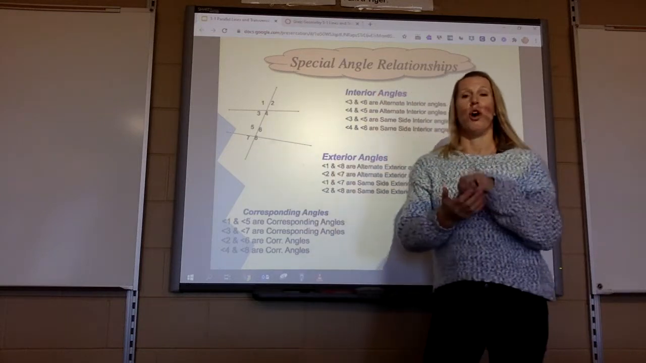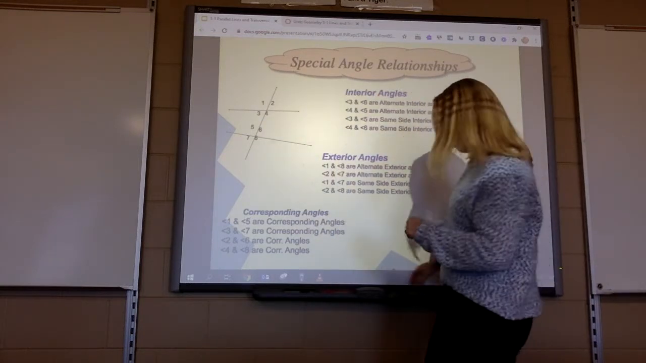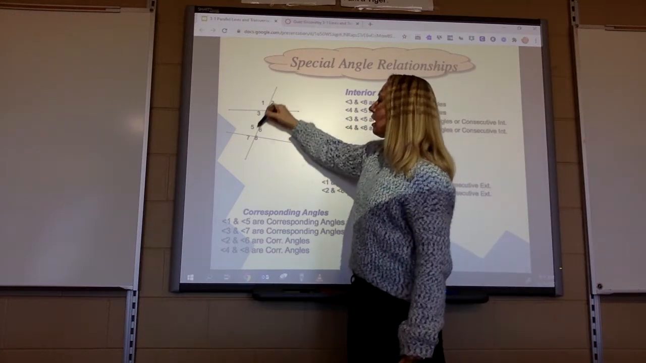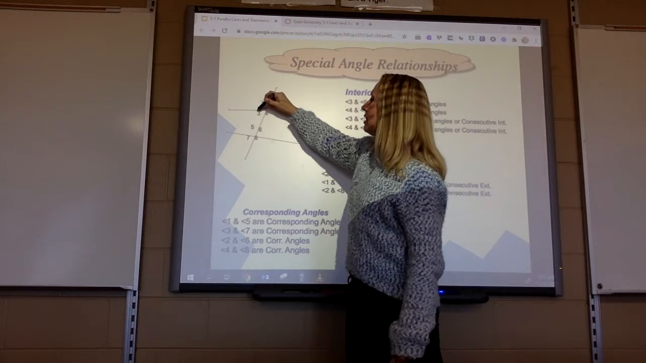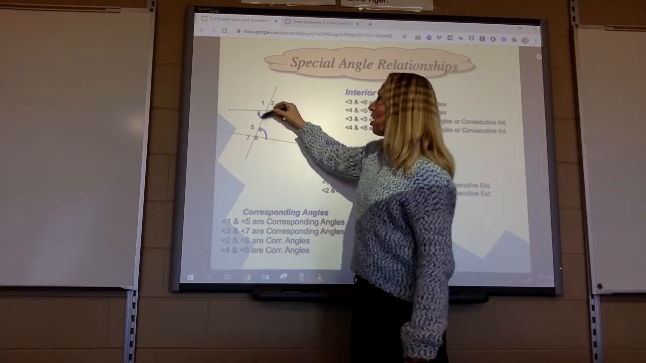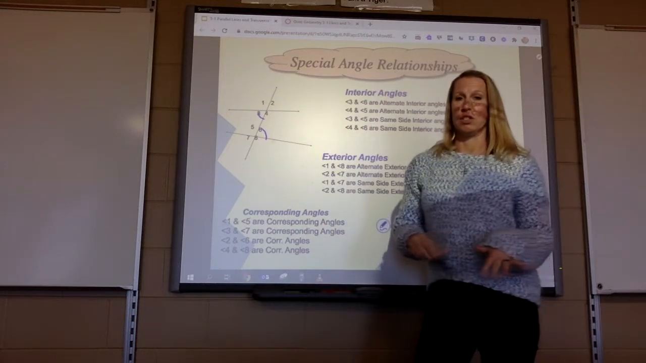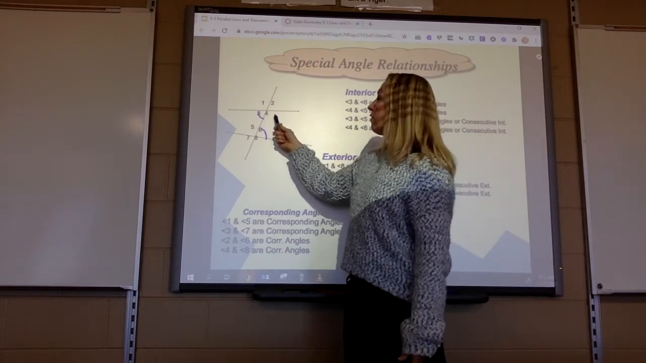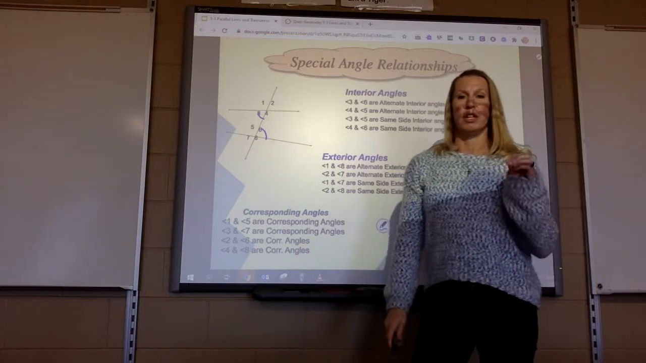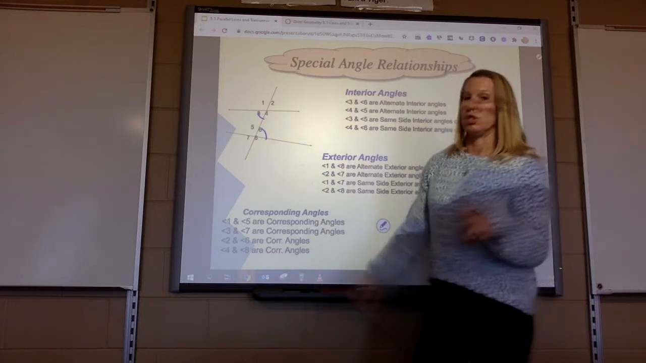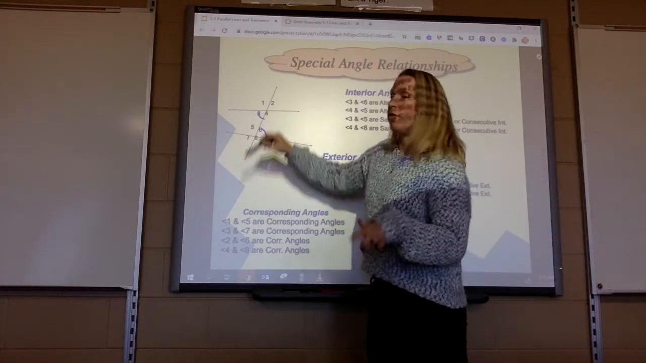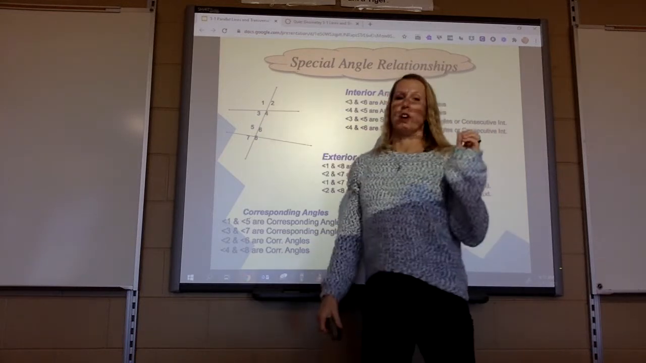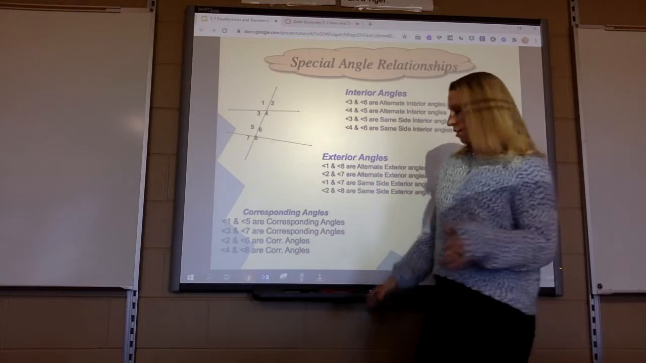We've got something called alternate interior angles. Alternate interior angles alternate over the transversal diagonally. So they are not on the same side of the transversal. They alternate diagonally, like 3 and 6 and 4 and 5. Those are called alternate interior angles. So 3 and 6, 4 and 5, called alternate interior angles.